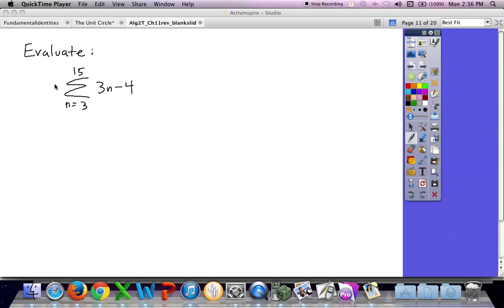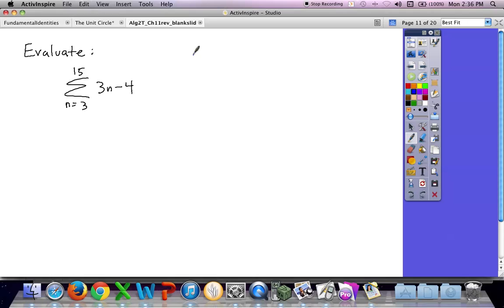I mean, how would I write the terms out? I would plug in, start with n equals 3, right? And say 3 times 3 minus 4 is 5, right? And then make it n equals 4 and do the same thing. You keep plugging in n equals one higher number until you get to 15. So this represents all the terms you would get if you plugged in n equals 3 all the way to n equals 15, and you're adding them all up.